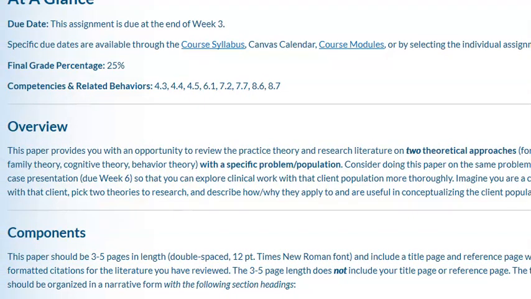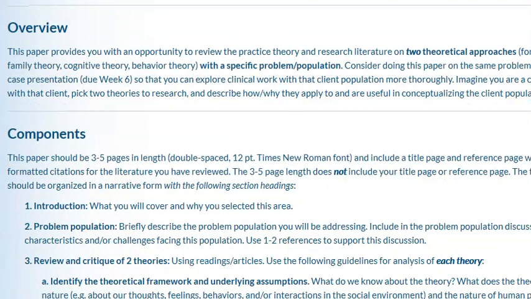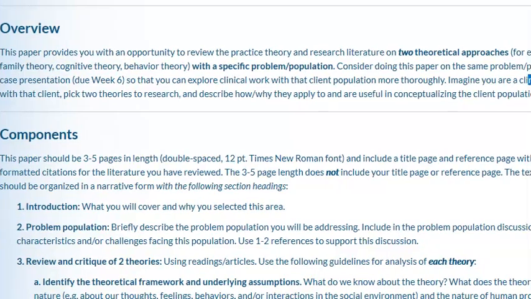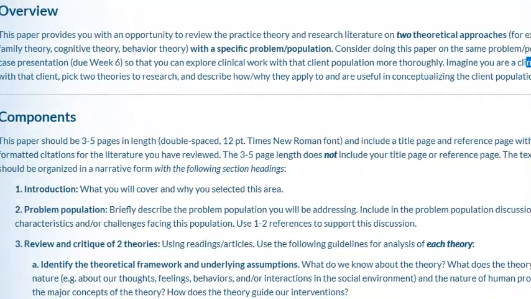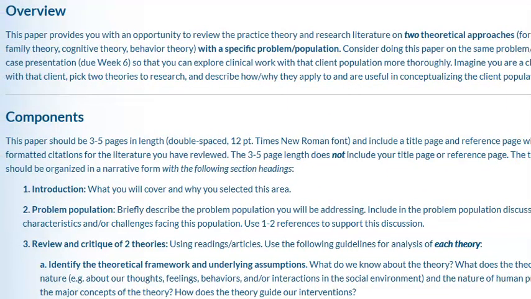So the components are as follows. It should be 3 to 5 pages in length, double-spaced, 12-point font. Include a title page as always and reference page with complete APA formatted citations for the literature you have reviewed. This does not include your title page or reference page.